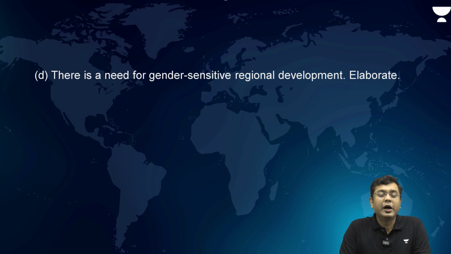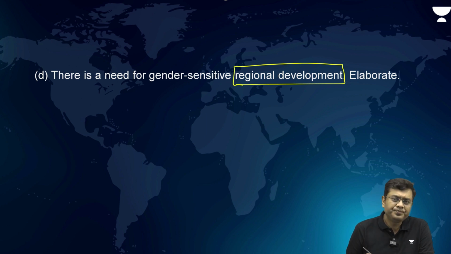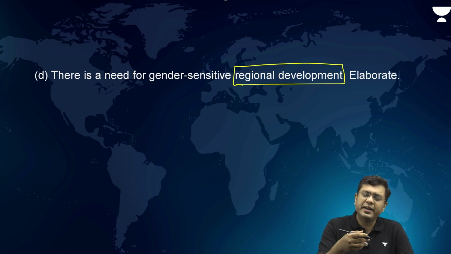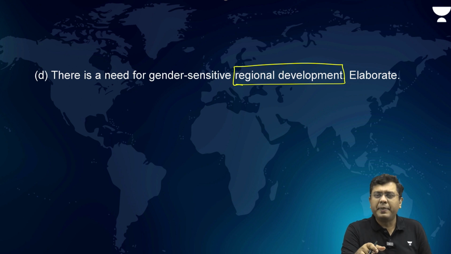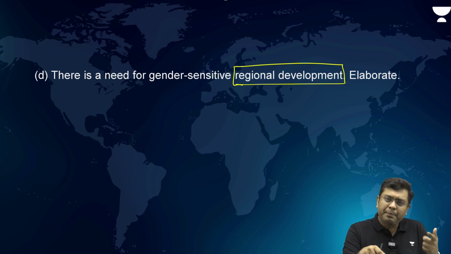Then there is a need for gender sensitive regional development. Elaborate. Now here again a very generic question. When we talk about regional development, now that regional development has got various different parameters associated with it. Now when you have the development which ensures women participation and women empowerment as well, right? So how do you have gender specific regional development?